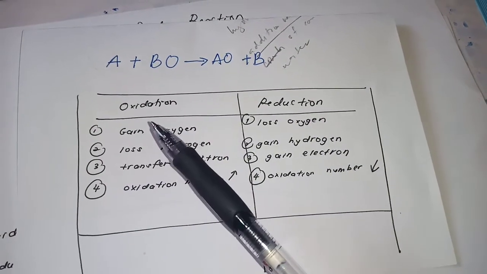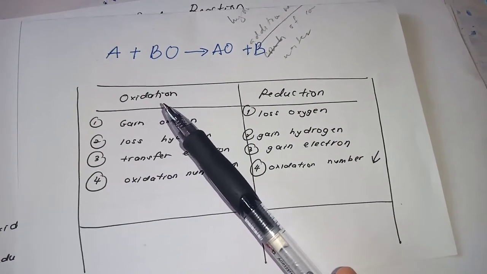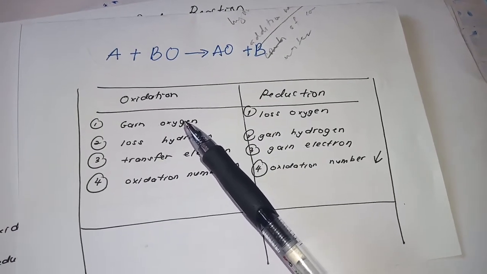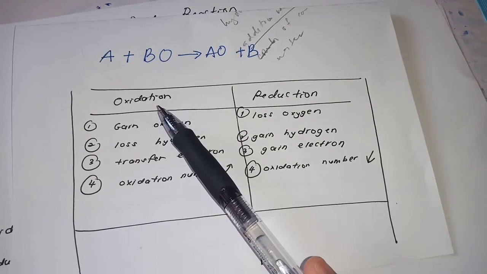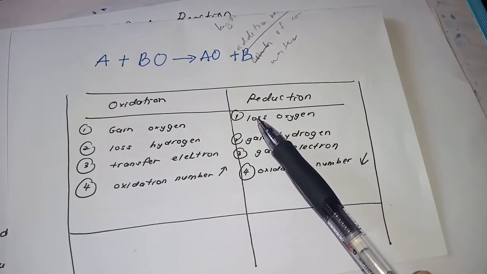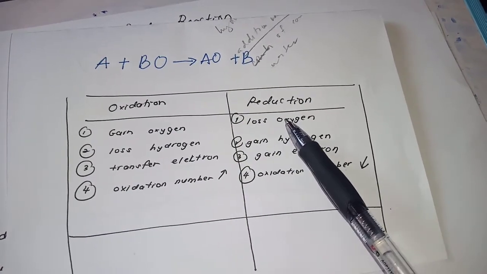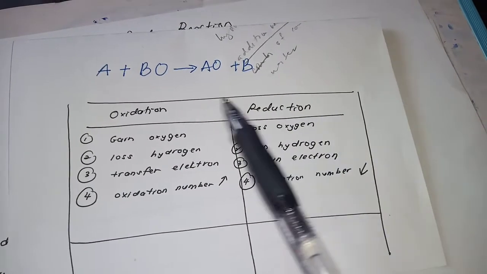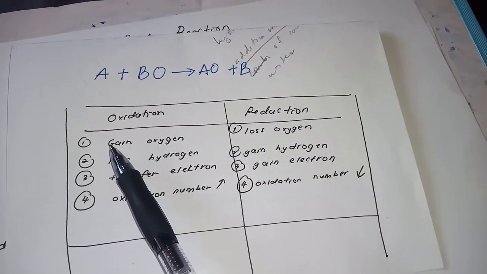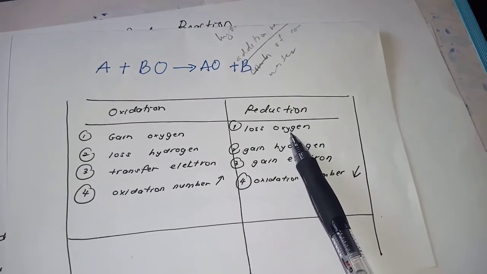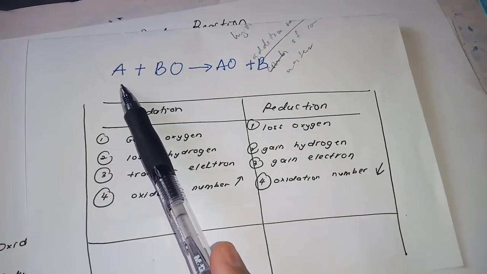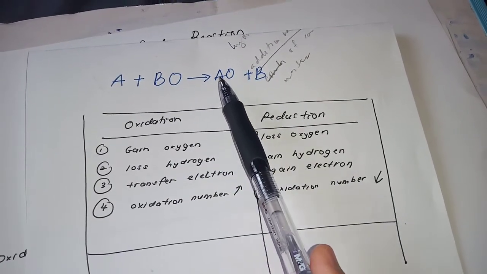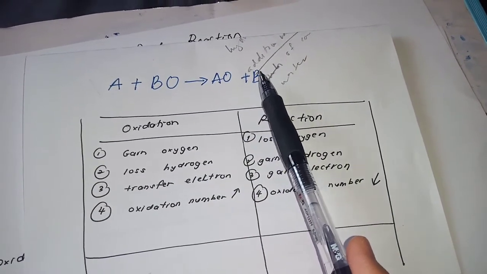First of all, for oxidation, if that reaction involves gain of oxygen, that one we call oxidation reaction. If that reaction involves loss of oxygen, that one we call reduction reaction. For example, for the first one, about gain or loss of oxygen: A reacts with BO and produces AO plus B.